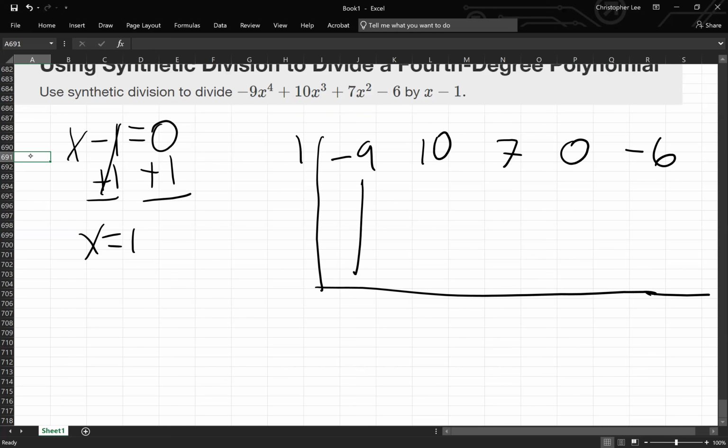So we want to bring down the negative 9. Now, 1 times negative 9 is negative 9. 10 plus negative 9 is 1. 1 times 1 is 1. Now, 7 plus 1 is 8. 1 times 8 is 8. Now, 0 plus 8 is 8. 1 times 8 is 8. Then negative 6 plus 8 is 2, right?